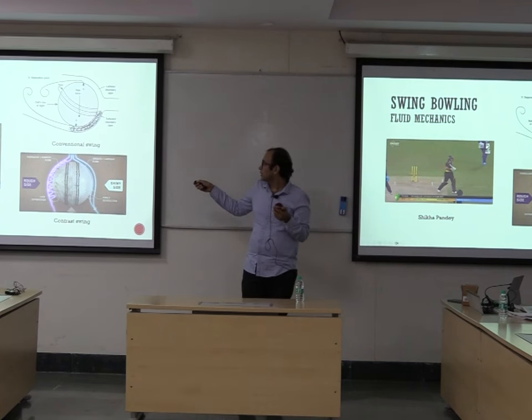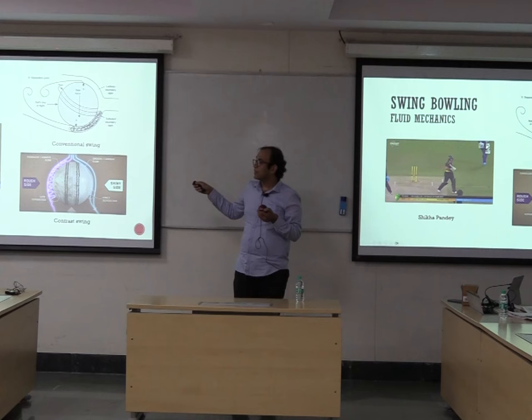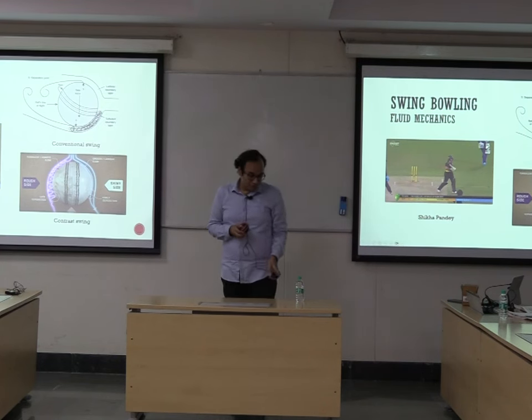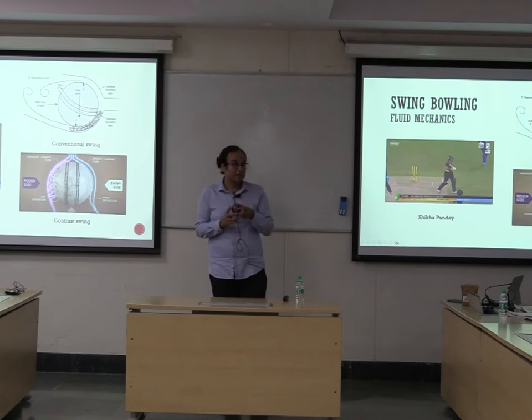So there is turbulence which happens because of the inclination of the seam, and that is why you have the turbulent part on one side and the laminar part on the other side. So the first few overs by a fast bowler are not thrown like this. The later parts of the game, maybe yes.